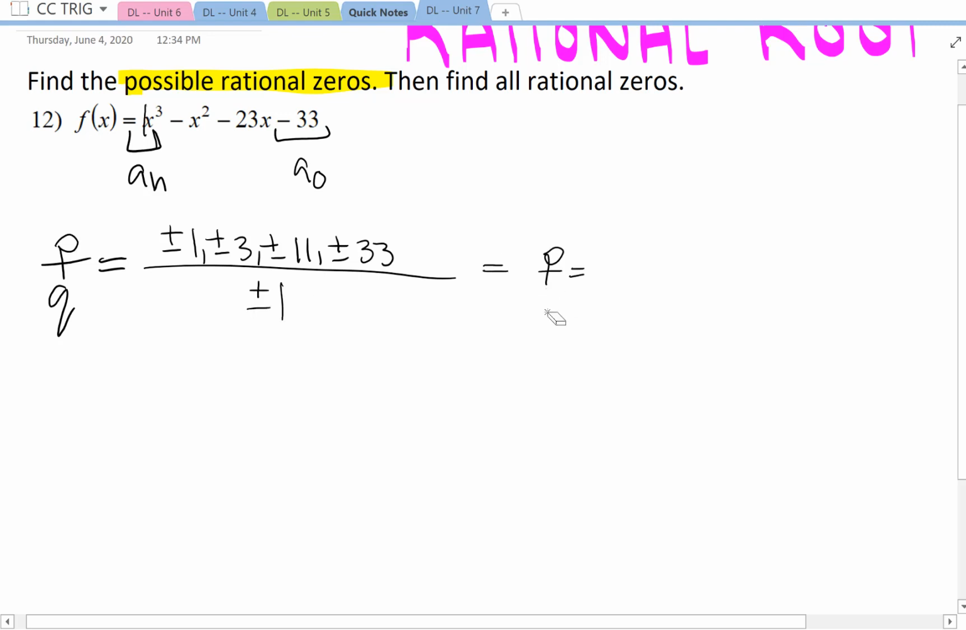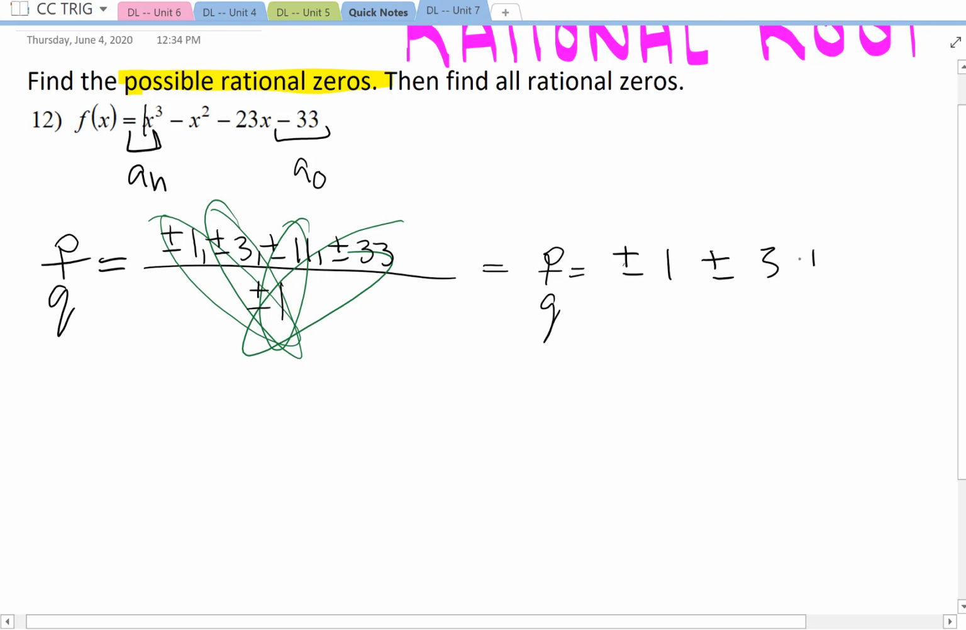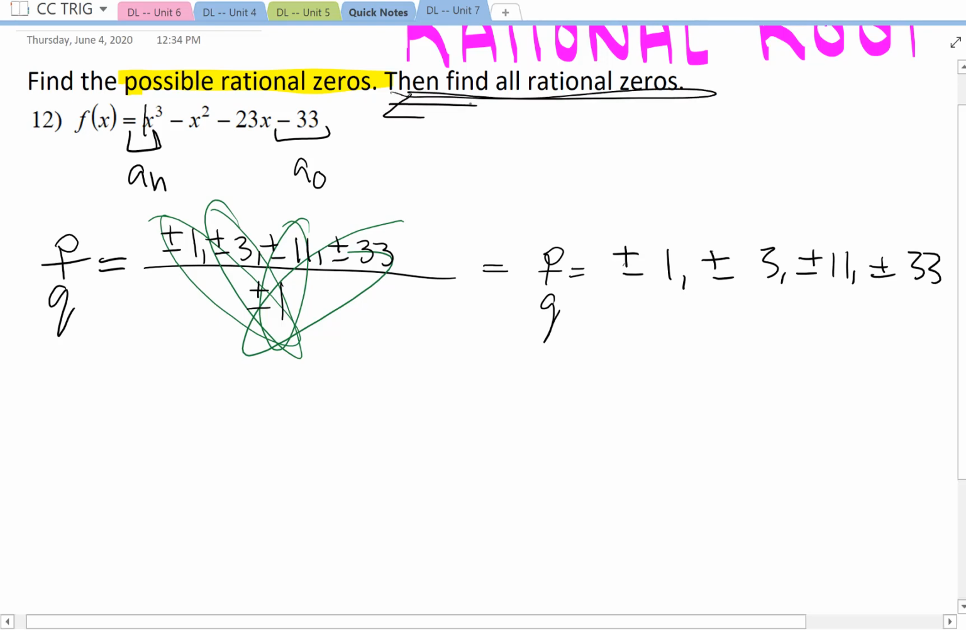When we write the possible rational zeros, every single numerator needs to be put over every single denominator. In this case, you only have one denominator, so that's pretty easy to figure out. Here are the possible rational zeros. Now I need to test them out because this is not factorable. So if I need to find all rational zeros, I've got to test out these numbers and see what works. I'm going to test it out with synthetic division.